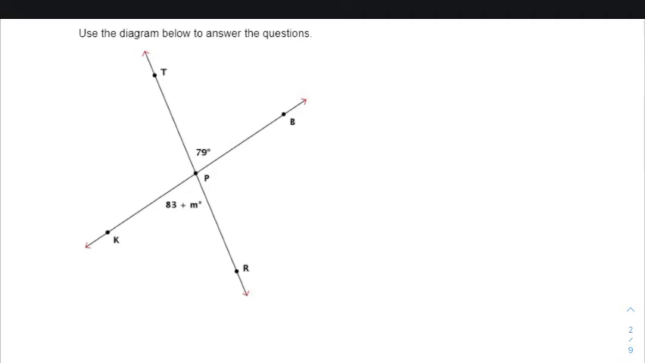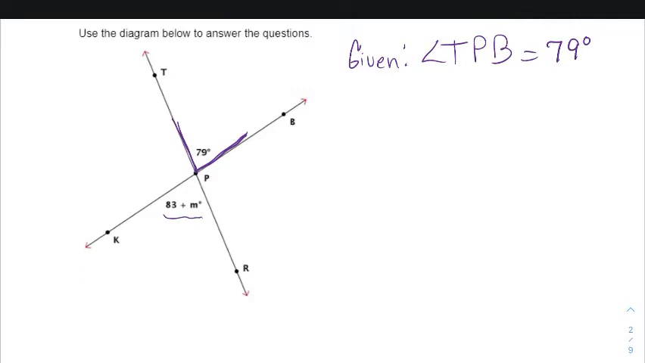Okay, so let's take a look at a couple of different examples that you might come across. We're going to actually go through and label more than just what's being asked of us. So let's take a look at what's being given. First of all, we are being given that the angle TPB, and of course that's this angle here, is 79 degrees. Okay, so now we have a couple of other things going on. We also have this expression, and we probably need to solve for m.